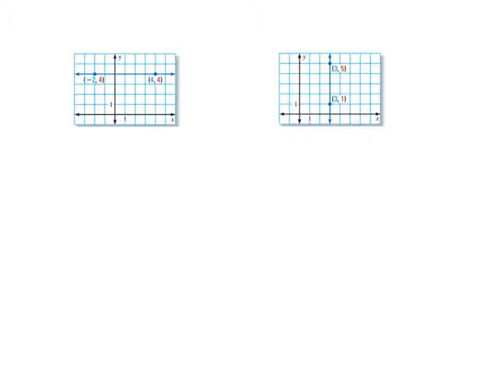Now, what about our two special cases? Look at this line here. What kind of line is that? That's a horizontal line. What kind of slope does a horizontal line have? A horizontal line has slope 0. Done. Don't have to show any work, but we want to see why. Where does that 0 come from?